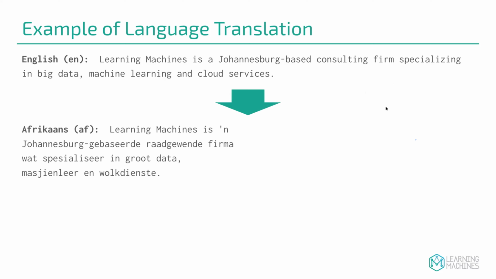The translation comes out as: Learning Machines is 'n Johannesburg gebaseerde raadgewende firma wat spesialiseer in groot data, masjienleer en wolkdienste. Now, being a native Afrikaans speaker myself, I would never have guessed that something like cloud services would be translated as wolkdienste. But I guess that is probably a very, very good translation. I'm sure a couple of you in the audience are chuckling here. But if you have a look at the translation there, it's quite a good translation. And so we might be able to translate it into various other languages.